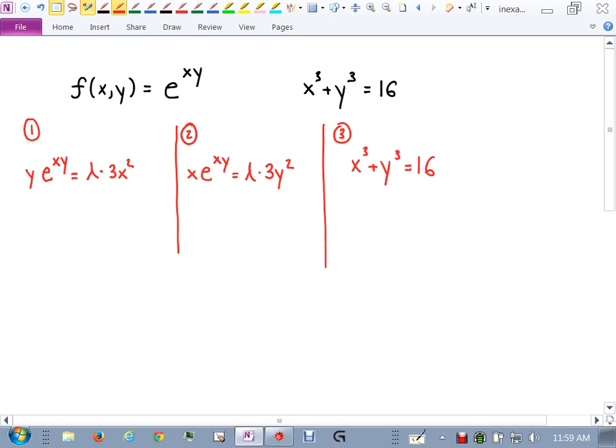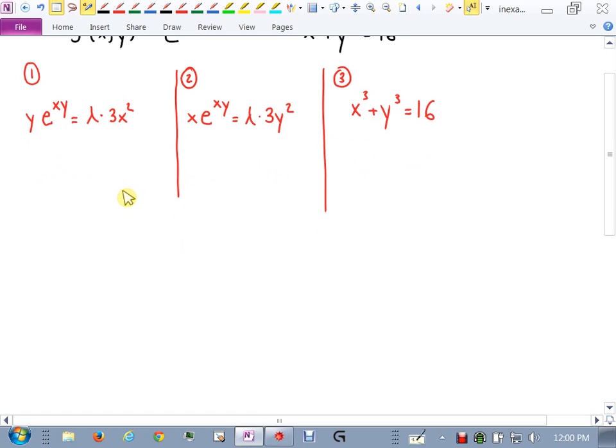So I'm going to show you a trick, not a trick, a shortcut. This one has y e to the xy. This one has x e to the xy, right? They're almost the same, except this one's y and that one's x. So watch what I'm about to do. I guess I do have to suppose something right now, but you won't see why until after I do it.